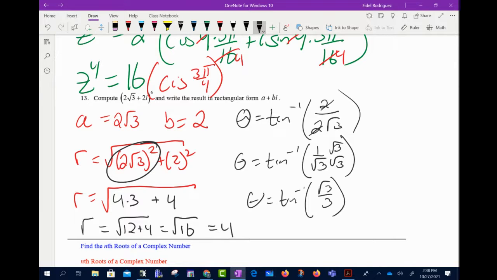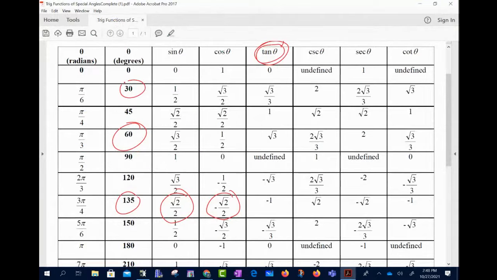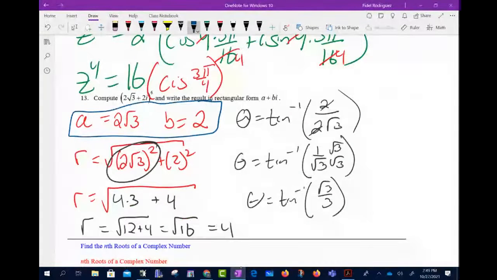Again, I'm going to come back and use my chart. First question, though: what quadrant are we in? If we're looking at 2 square root of 3 plus 2i, are we in quadrant 1, 2, or 3? We're in quadrant 1. So here's my tangent. In quadrant 1, when tangent is equal to the square root of 3 over 3, we're at 30 degrees, right? So we're going to say our theta is 30 degrees. Okay, we got this one.